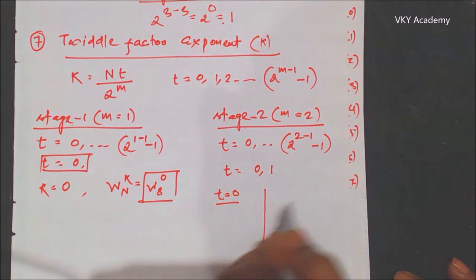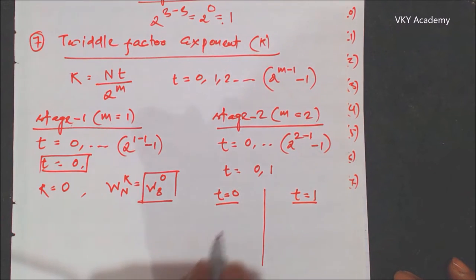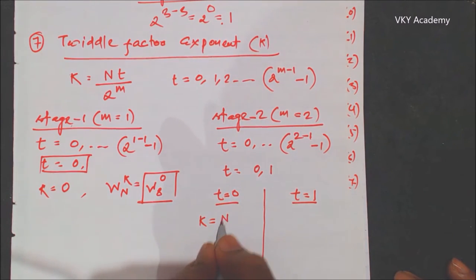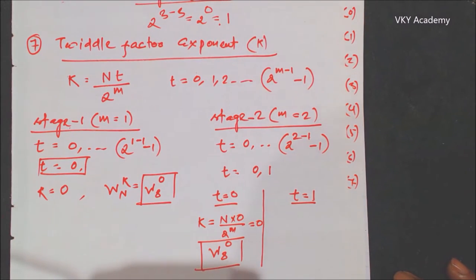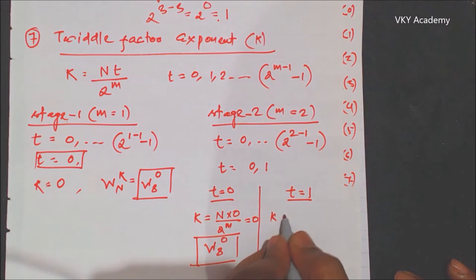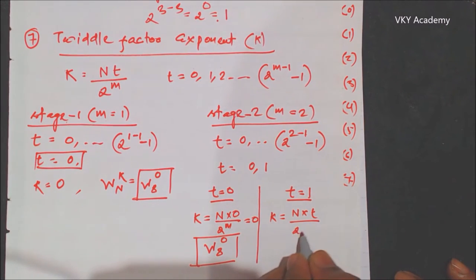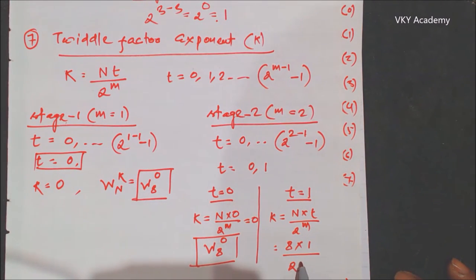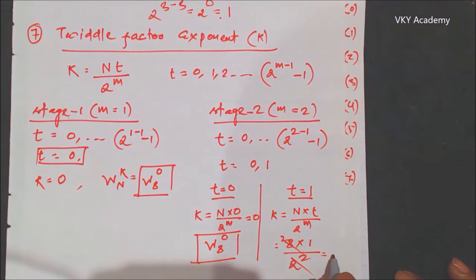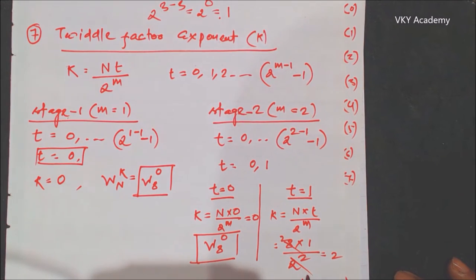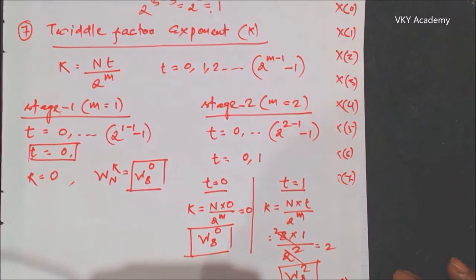For t equal to 0 and for t equal to 1. So for t equal to 0, k will be equal to N into 0 by 2 to the power m, which is equal to 0. That means W8 to the power 0. For t equal to 1, k is N into t by 2 to the power small m, that is 8 into 1 by 2 to the power 2. So this is 2. So I can write W8 to the power 2 is my twiddle factor for stage number 2.